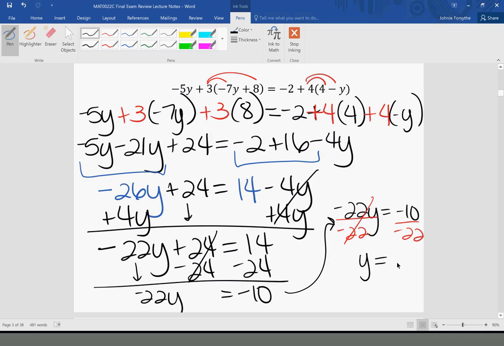And we can divide 2 into both of these. 2 can go into 10 5 times. 2 can go into 22 11 times. So we have positive 5 over 11. And that's going to be our final answer.